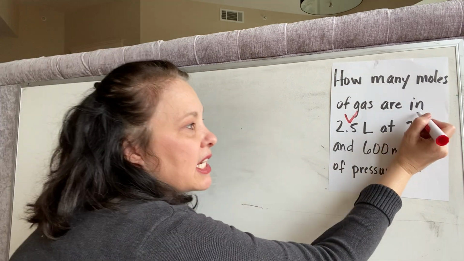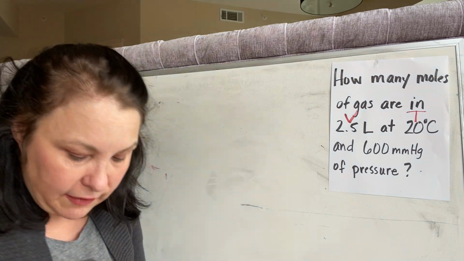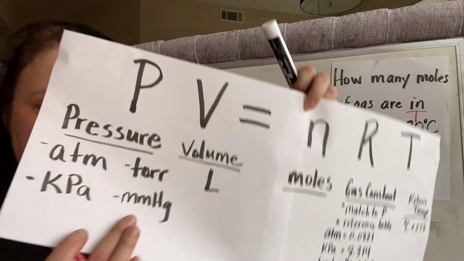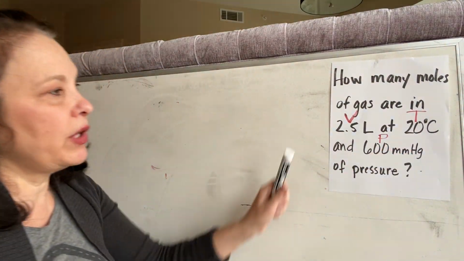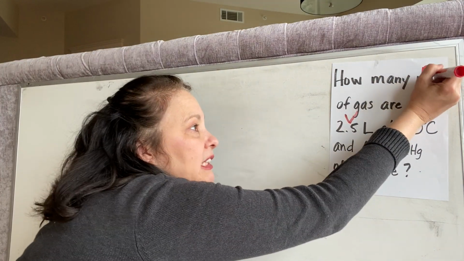20 degrees Celsius is your temperature. Millimeters of mercury, if you remember from the list I told you a while ago, anything that ends with millimeters of mercury is going to be your pressure. And then we always say, what am I solving for? It wants to know how many moles, and moles is N.